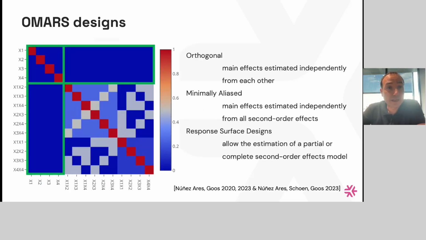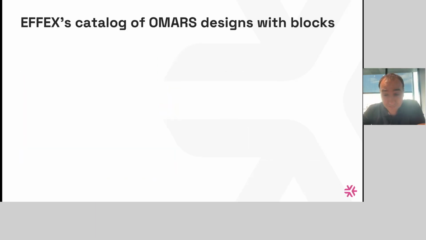What are OMARS designs? OMARS stands for Orthogonal Minimally Aliased Response Surface Designs. You see an example of a color map of correlations on the left side of this slide. You can see that the main effects are orthogonal to each other, so they can be estimated independently from each other, but also from all second-order effects, because they are also orthogonal to all two-factor interactions and all quadratic effects.